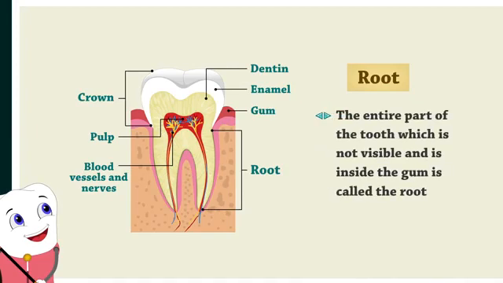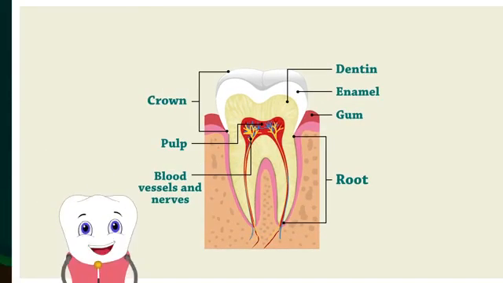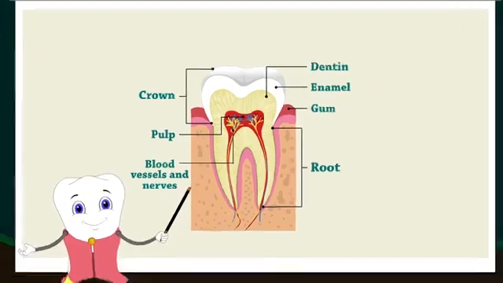The entire part of the tooth which is not visible and is inside the gum is called the root. This is the structure of a tooth.